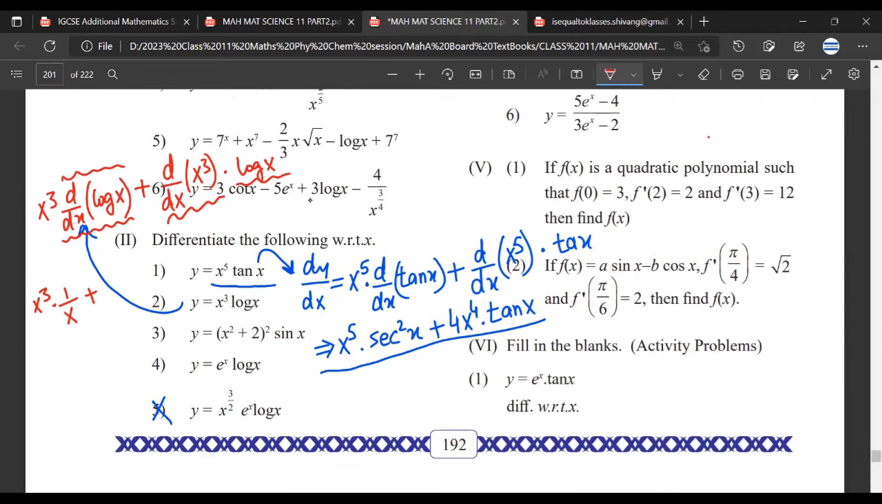Mr. Rudra? 3x squared. Shabash. 3x square into log x. Avantika, is it making sense? Yes. So this would be x square plus 3x square log x. Avantika, any doubt? No. Yeah.